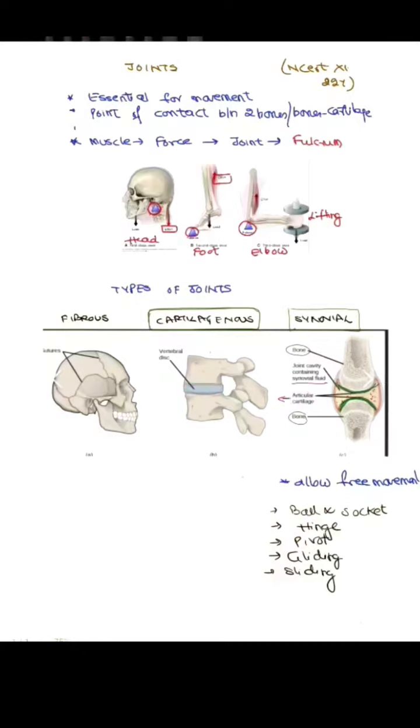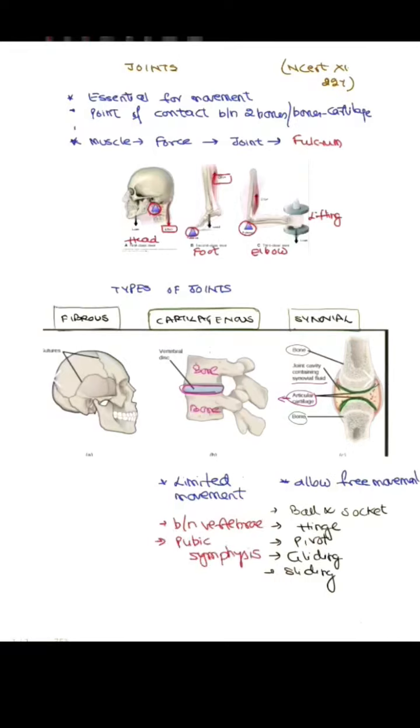Let's see the structure of the cartilaginous joint. In the cartilaginous joint, the cartilage at the tip of the bone moves to form the joint. The two bones are connected by the cartilage. Thus, these have limited movements. The common examples of cartilaginous joints are present between the vertebrae and the pubic symphysis of the pelvic region.